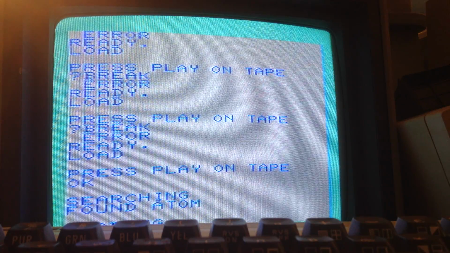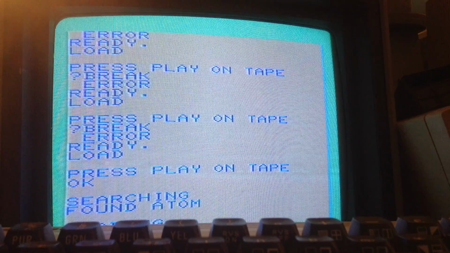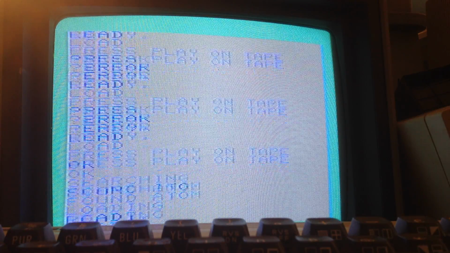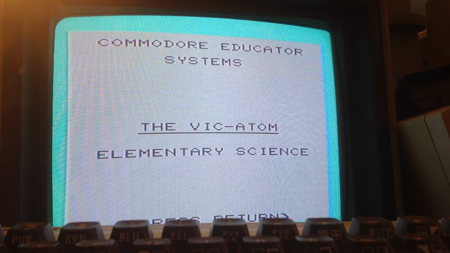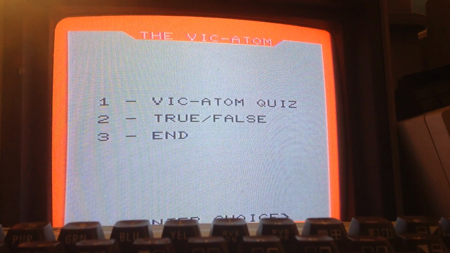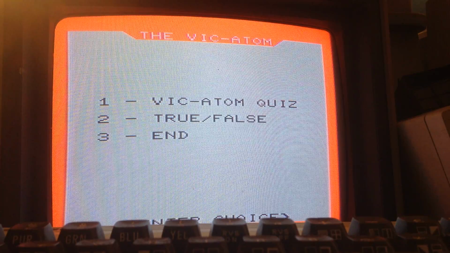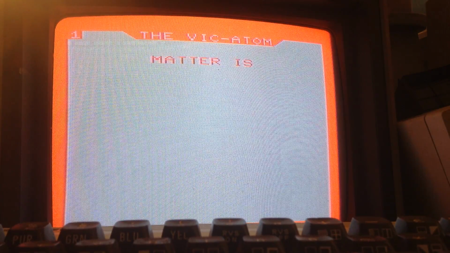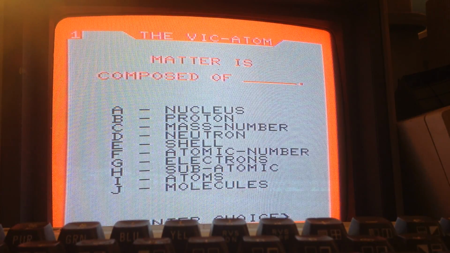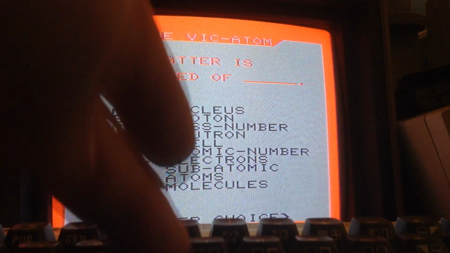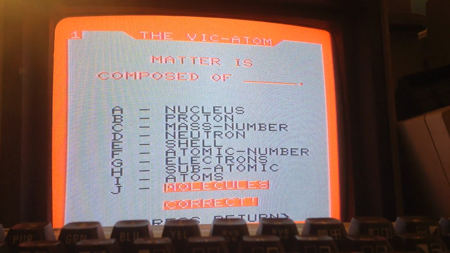Actually, out of all the Commodore machines, I suppose the Vic-20 was the one I had the least to do with. It's running. Okay, let's see what this does. Vic Adam quiz. Okay, well, let's try that. Matter is composed of. Oh, look at that. Well, this is interesting. Ooh, I got one right.